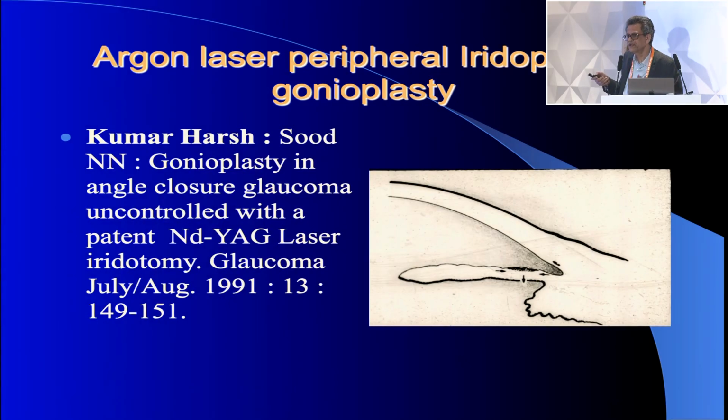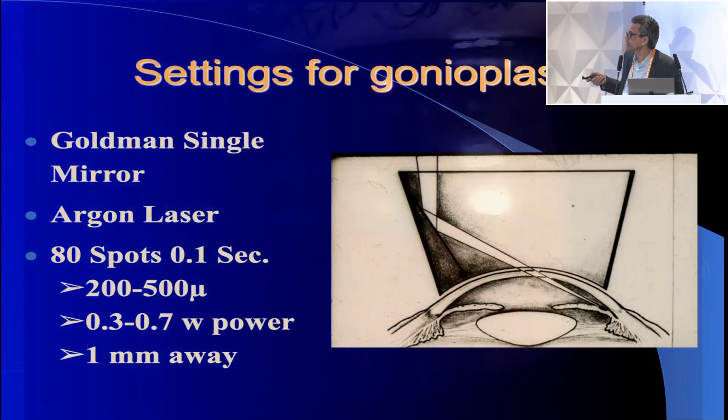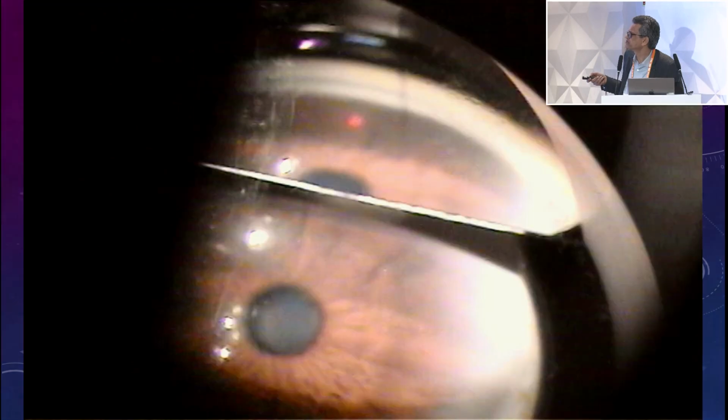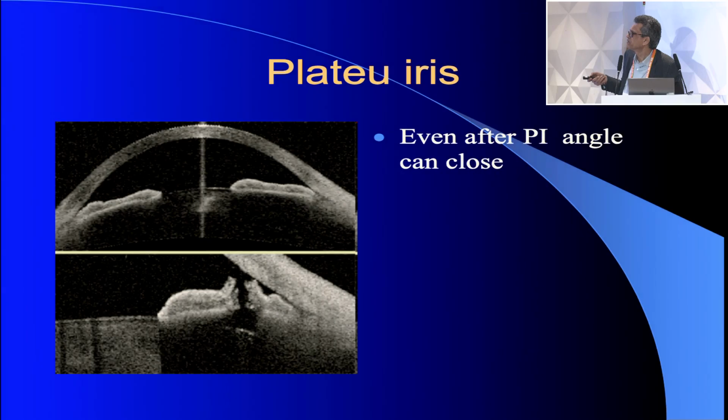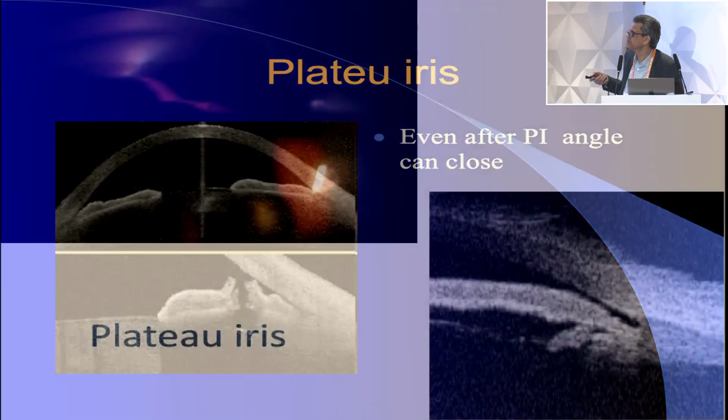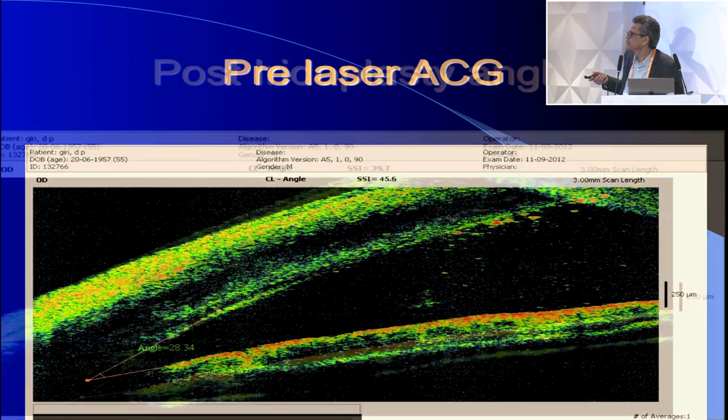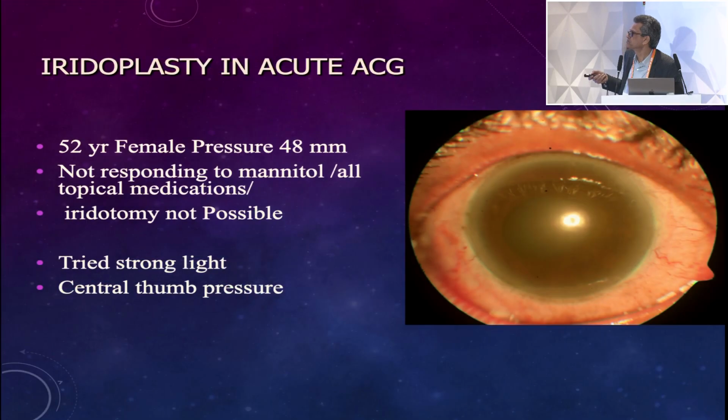Iridoplasty is something that each one of you can do very, very easily without any problems. The idea is less power, larger size spot which stretches out the iris. That is the basic purpose of all the things that I showed to you. So these are just various techniques of doing it. But what I wanted to, so obviously classically it is known for plateau iris, but what I want to show you is this, an acute angle closure.